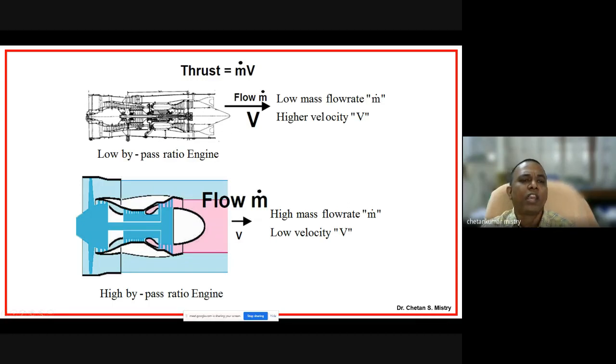Now, in terms of components, maybe in a later slide I will tell you, but here you can understand, this is my engine, this is what is called the core engine. Here also you can see the core engine. The front side is called the fan. It may be a small size fan or a big size fan. Accordingly, engines are classified as low bypass ratio engines and high bypass ratio engines.